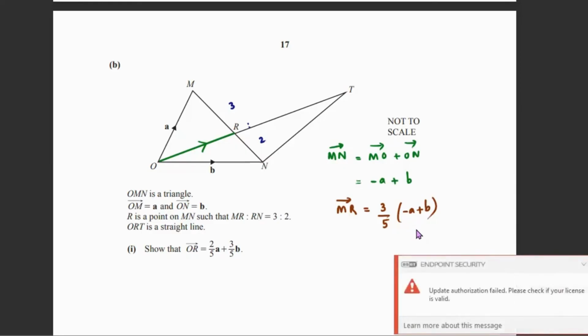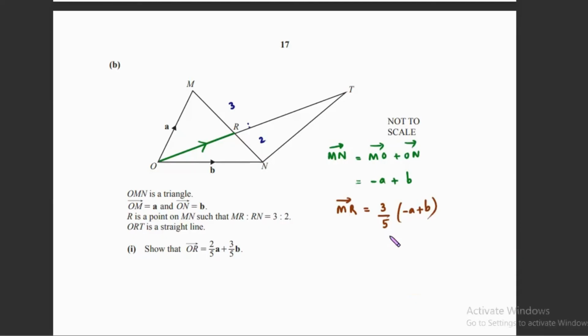So I can just leave it like that, or I can solve this and write it as negative 3 over 5 A plus positive 3/5 B. So that is, I'm simply multiplying this negative A and positive B with this 3/5. Now the question is asking us to find what O to R is.